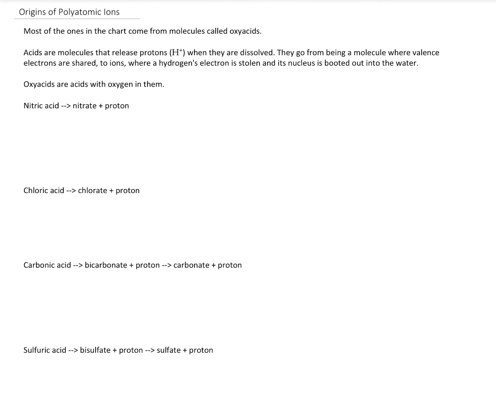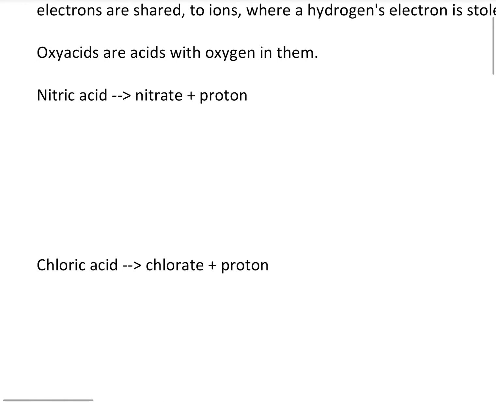So if we look at our first polyatomic ion we ever discussed, it was nitrate, right? So we got an NO3 with a minus plus a proton. And that came from a chemical called nitric acid, so HNO3. So nitric acid had one proton to donate.